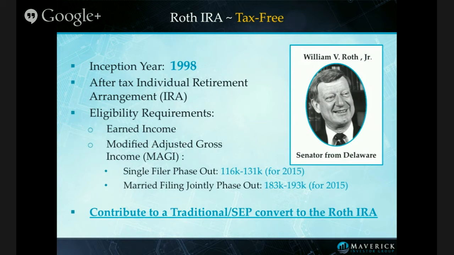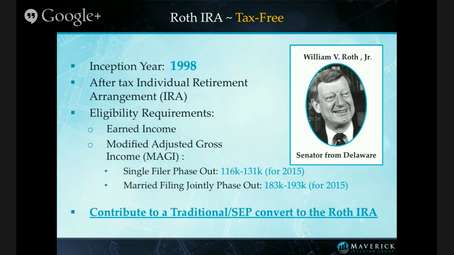Very powerful tool, very powerful concept to understand is the concept of tax-free growth, especially as we talk about compounding interest. As you see there, and a lot of you are probably aware of this, there are limits to who can contribute directly to a Roth IRA. As you see, if your modified adjusted gross income exceeds 131K, if you're a single individual, or if you're married, if it exceeds 193K, this is for tax year 2015, you cannot contribute directly to a Roth IRA. But the good news is, it is possible to contribute to a traditional or a SEP IRA and then convert that into a Roth IRA.